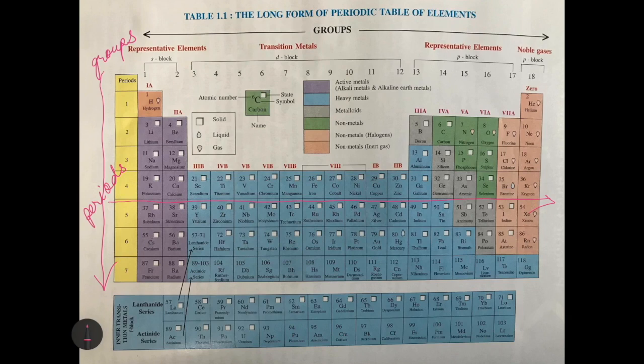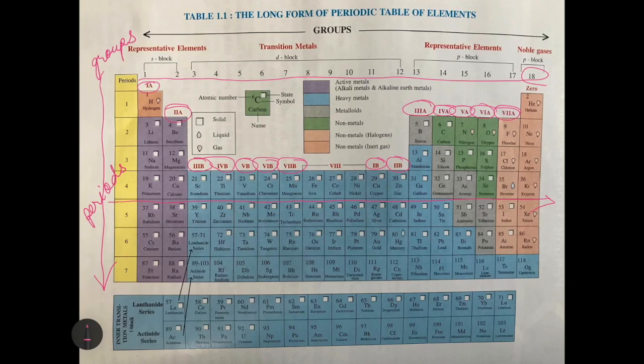Now, the modern periodic table has 18 vertical columns. You can see 1 to 18 vertical columns comprising groups 1 to 8 and 0. If you take a close look at this table, you will see that groups 1 to 7 are divided into subgroups A and B. See 1A, 2A, 3A, 4A, 5A, 6A, 7A. Here also 1B, 2B, 3 comes here, 4B, 5B, 6B, 7B. So till 7 they are divided into subgroups. So that makes a total of 18 groups.